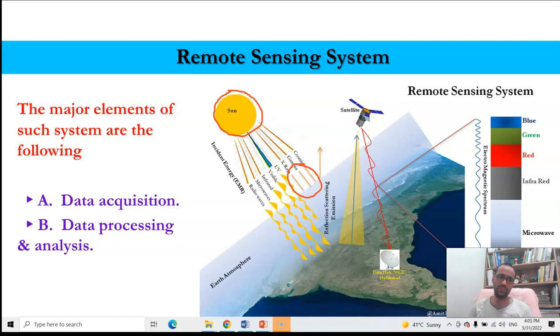So in the whole picture we have two main elements, right? Data acquisition, and data processing and analysis. So how are we collecting the data? Energy comes from the sun and reflects back to the satellite, and then we collect it at the Earth-based center. Then we need to process this data and analyze it according to applications.